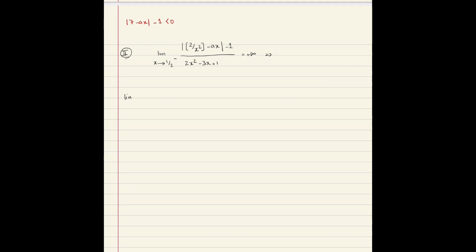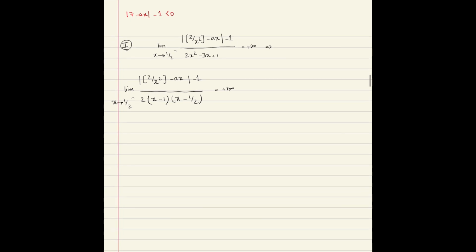So we know the roots for the denominator. So let's replace the roots that we have for the denominator and write the denominator as 2 times x minus 1 times x minus 1 over 2. X is approaching 1 over 2 from the left hand side. This is equal to positive infinity.